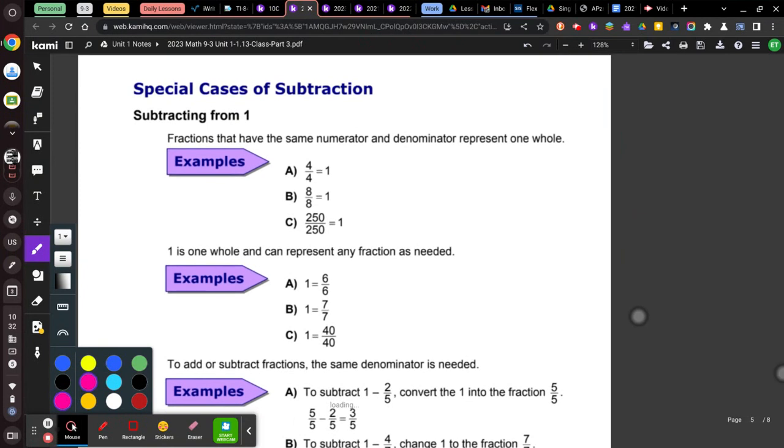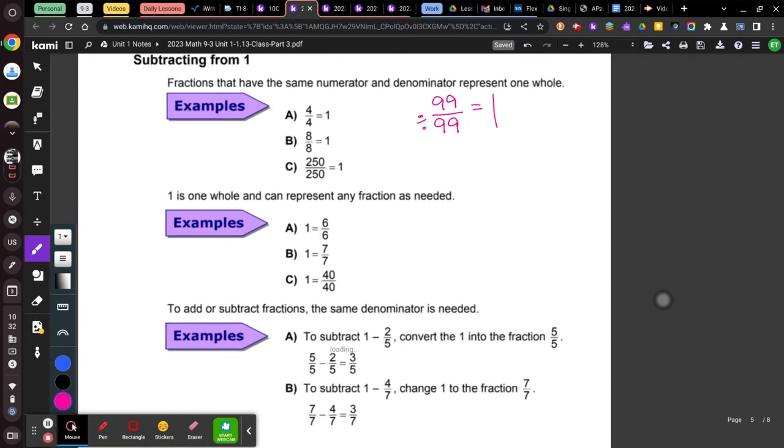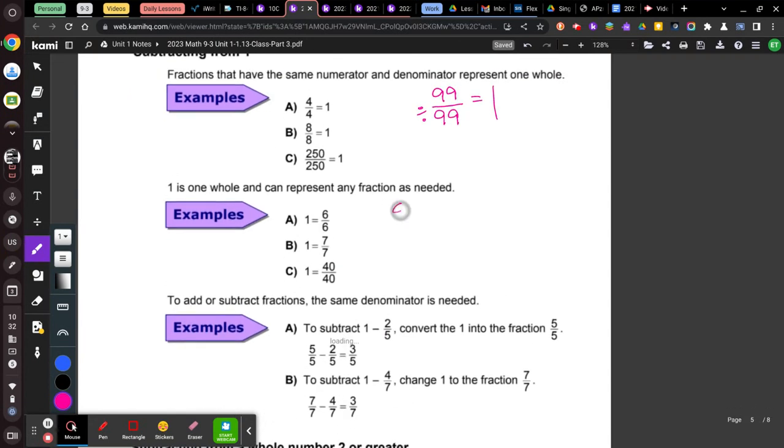Now, this is a special case of subtracting. This means subtracting from 1. The digit 1, you can create the digit 1 by putting any number on top of itself. So I could go 99 divided by 99. That equals 1. Whenever you've got a number on top of the same number, it will always divide to give you a 1. So when you've got a fraction, here's an example. Let's go with 1 minus 2/3.